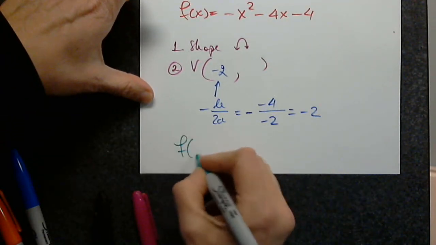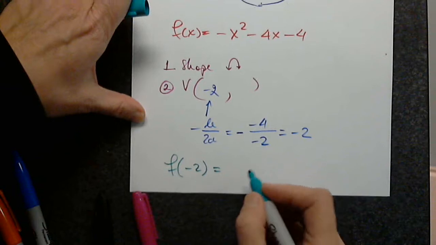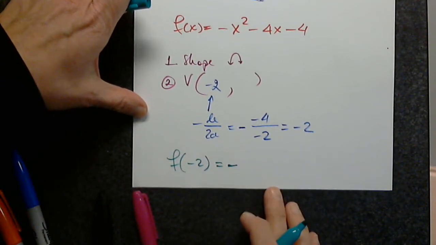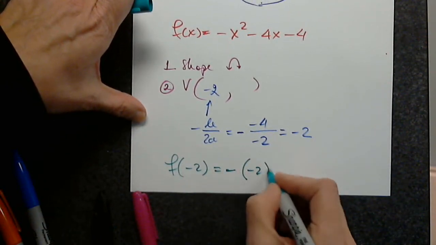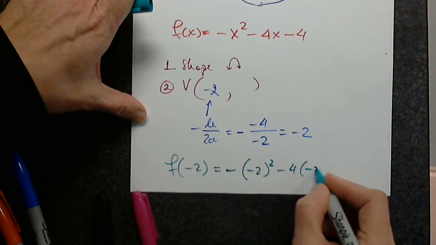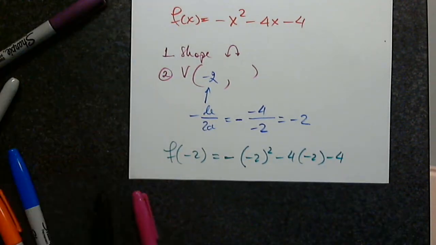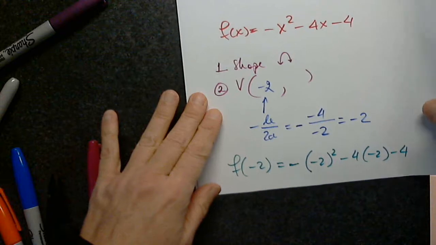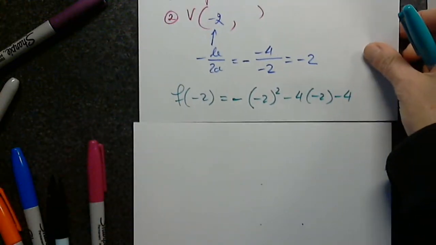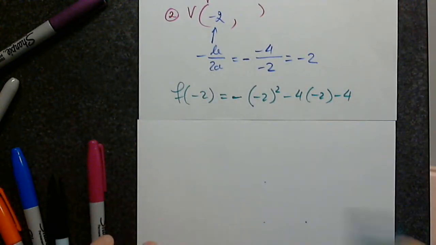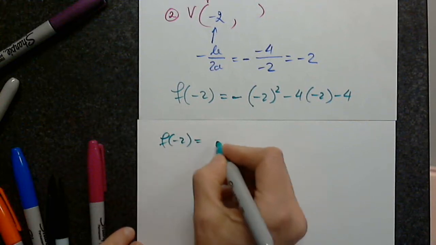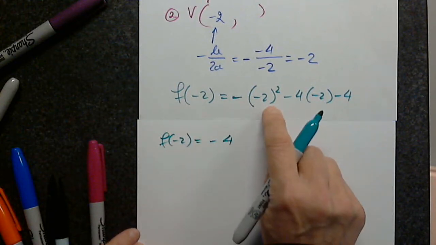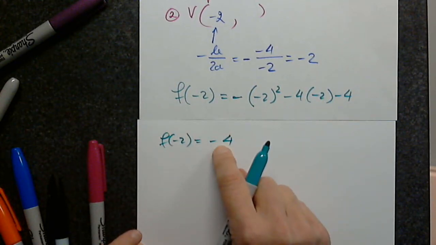Yes. So f of -2. Negative, careful, very careful. -2 squared minus 4 times -2 and minus 4. So be careful how you plug this in. By the order of operations, I have to do what first? Yes. So -2 squared is 4. So f of -2 is -4 because this is +4 with minus in front will be -4.